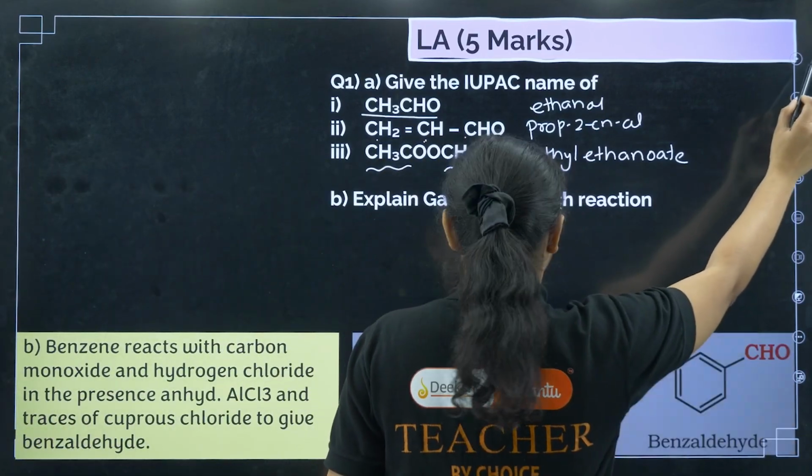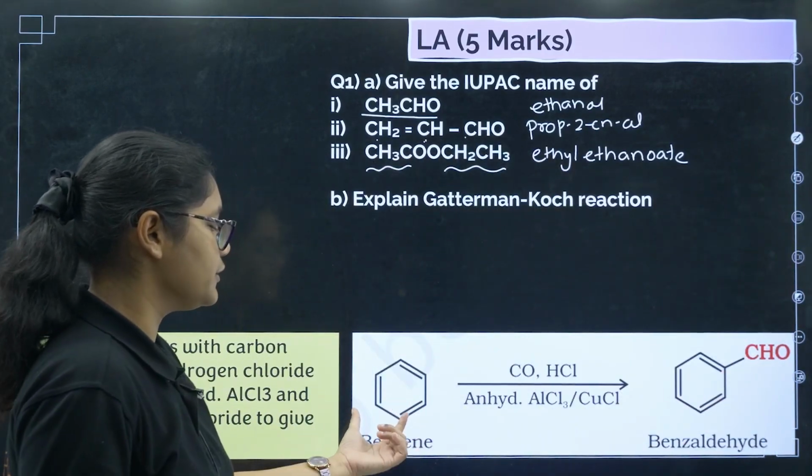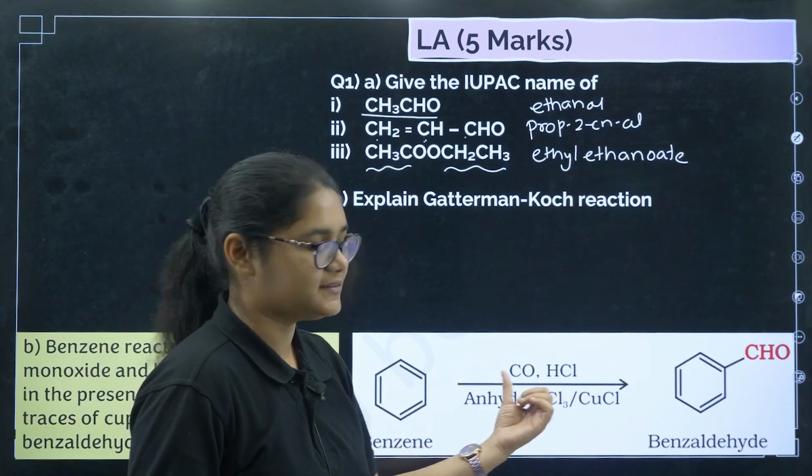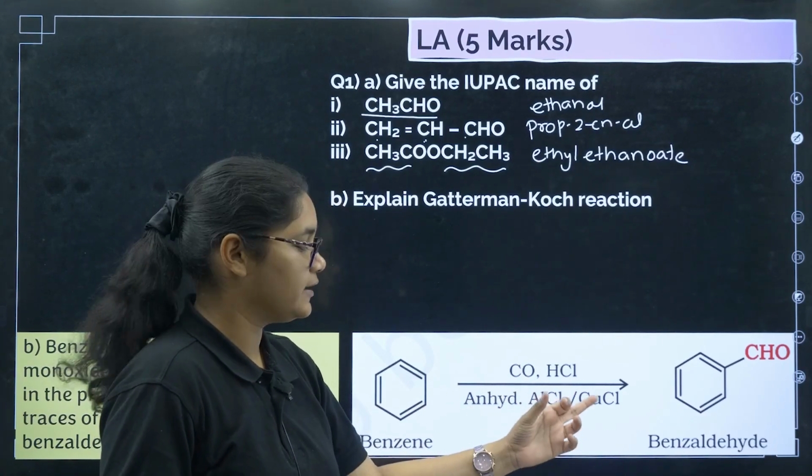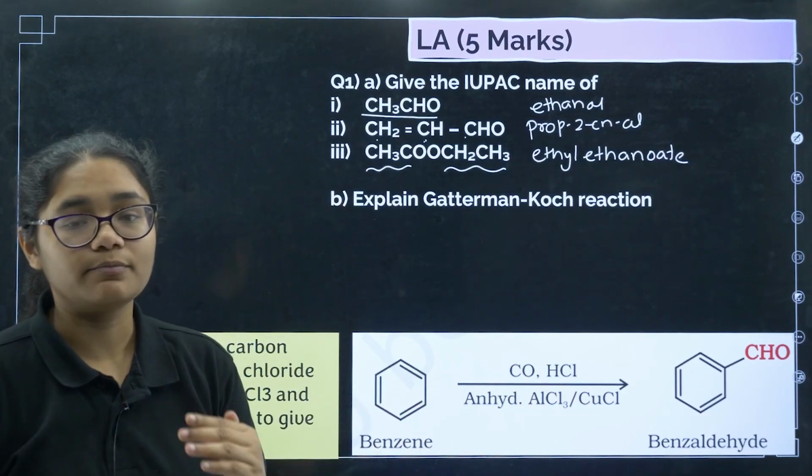So what will be the reaction here? You have the benzene ring, CO and HCl, anhydrous AlCl3 and copper chloride, and that will give you benzaldehyde.